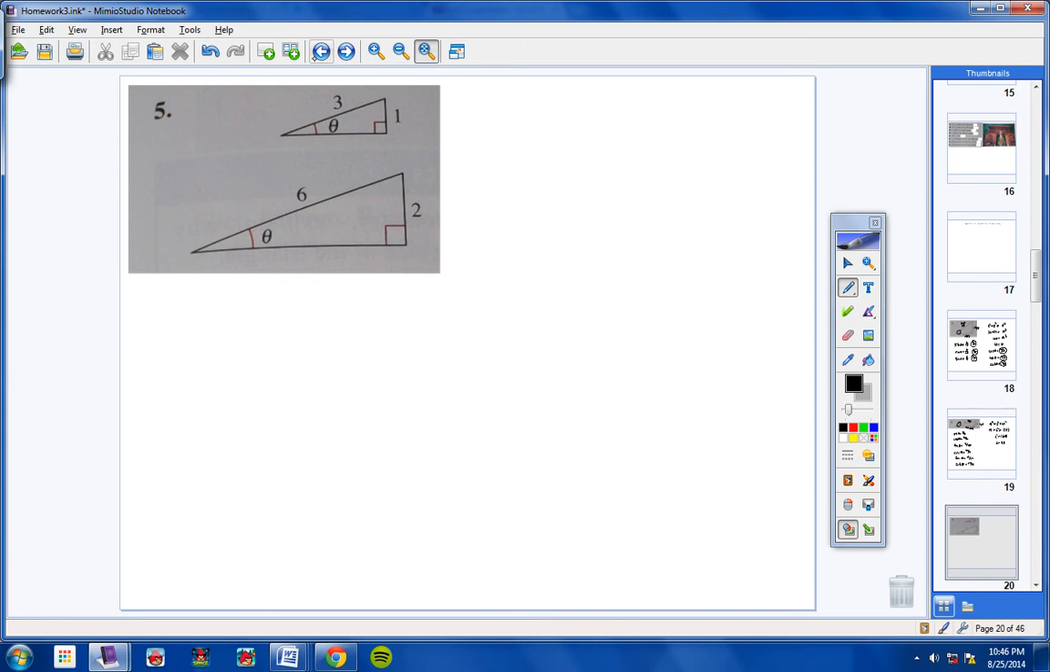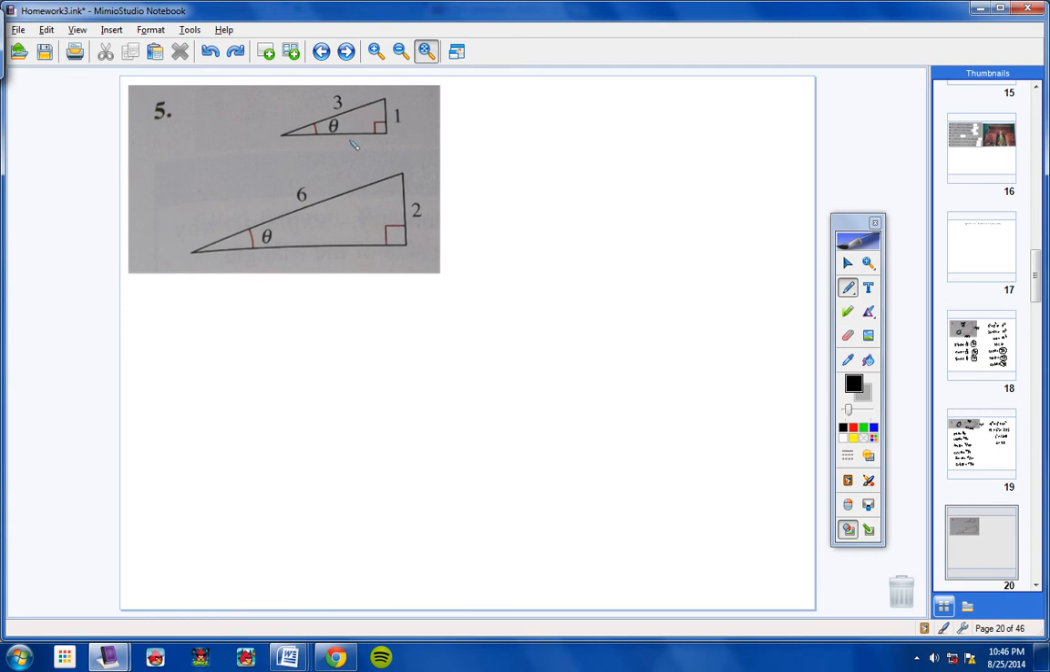Now, the directions say to, if I remember correctly, they want us to find the 6 trig values of theta for each of the 2 triangles and explain why the functions are the same. Now, that's a lot of work. I'm not sure if we'll do that for every single triangle, but let's first of all do this. Let's find the missing side here and the missing side here.